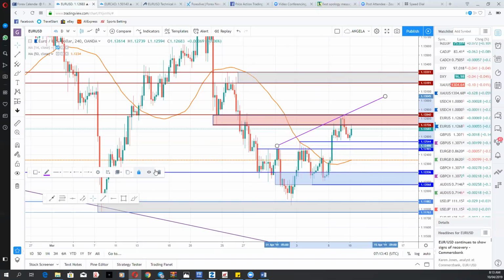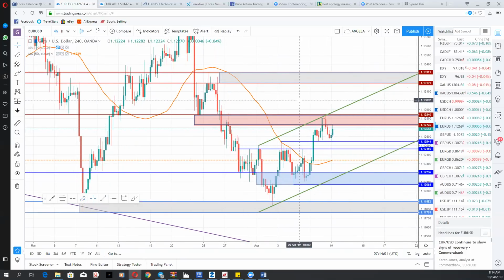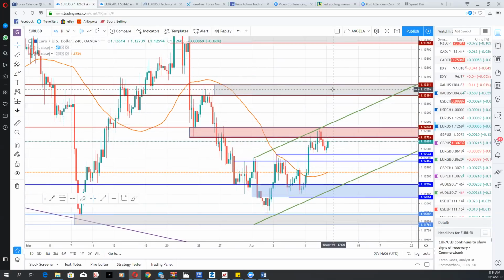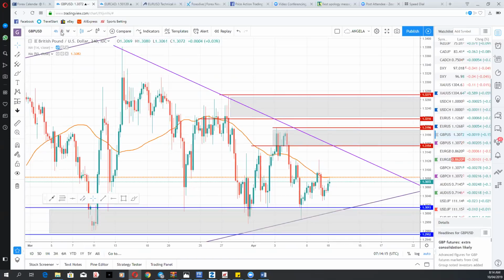Let me use a channel. Let me see if I can use a channel to get this. We have a move from this point to this point. And if I bring this down to this point, yes, we seem to have what looks like a rising channel on price. So a move above this channel will send price to this area. May happen today, may not happen today, but what you just need to know is where price is.